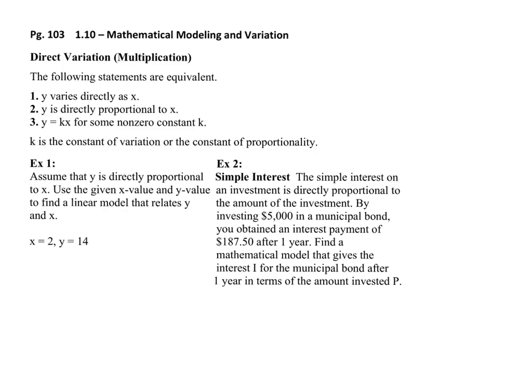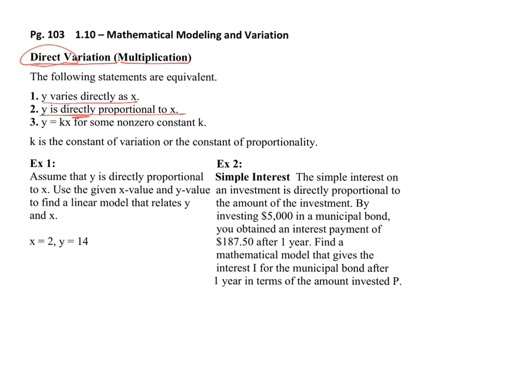All right, starting lesson 1.10, mathematical modeling and variation. All right, so very simple. Direct variation. Direct means you are multiplying. So here are a number of different ways of making essentially the same statement. Y varies directly as x. Y is directly proportional to x. Y is equal to kx for some non-zero constant k.